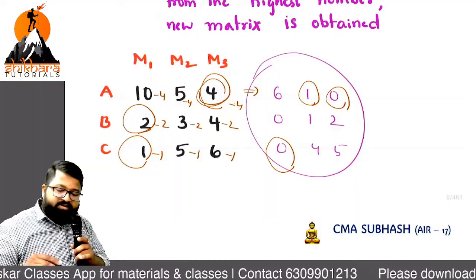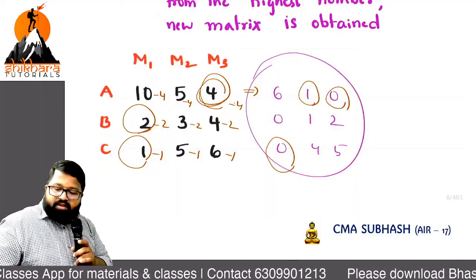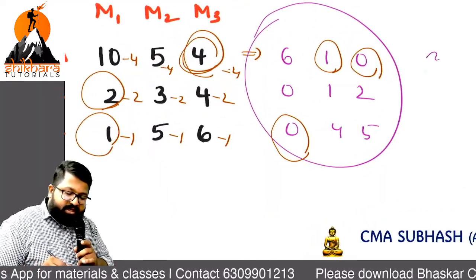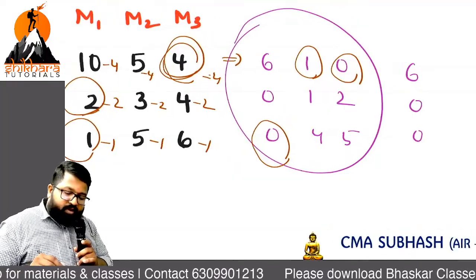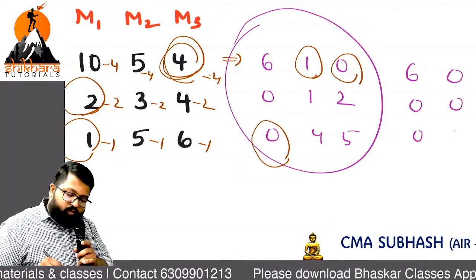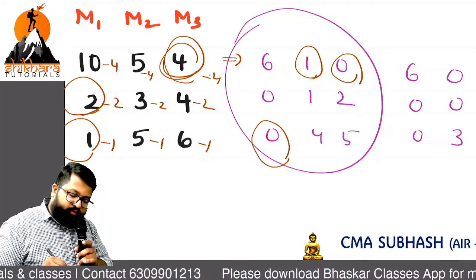What is the resultant matrix? Sir, the numbers of the first column will not change. That is 6, 0, 0, 0, 0, 3, 0, 2, 5.